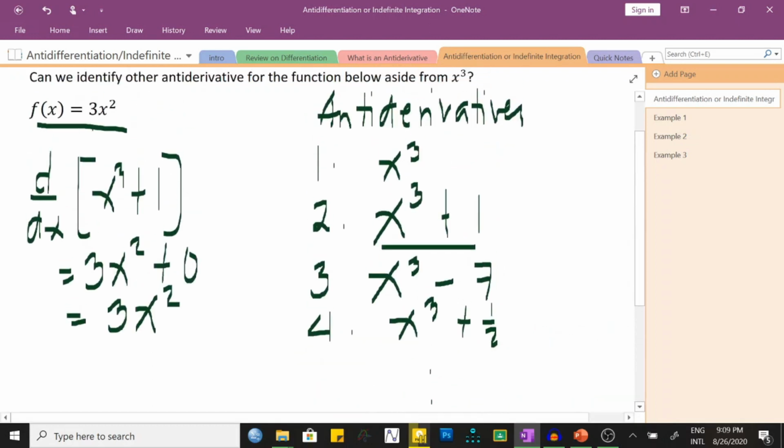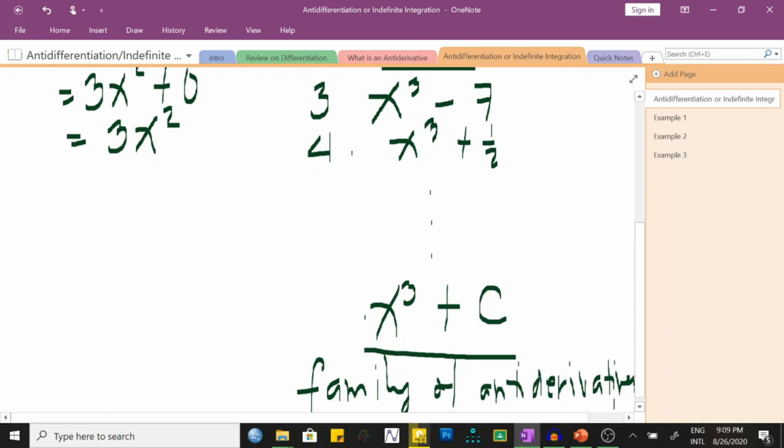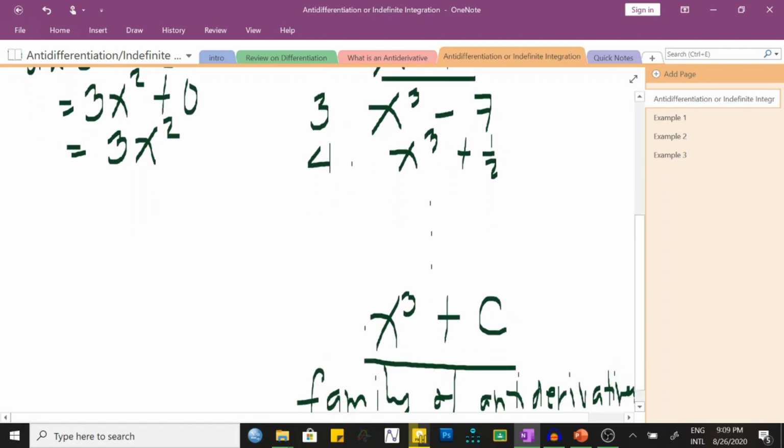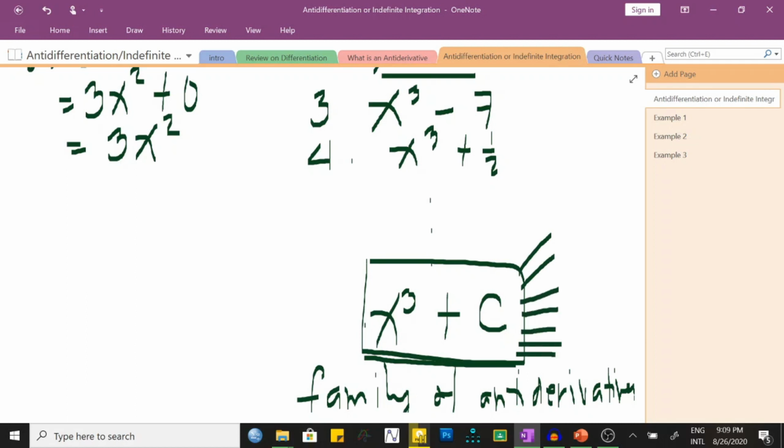Surely, we cannot write every constant that we can think of, like x cubed plus 1/2, x cubed minus 2, x cubed plus pi, x cubed minus e, and so on and so forth. So instead of doing that, we can generalize our answer, our antiderivatives. So when we see this expression, it is not referring to a single function, but it's referring to a family of function, because this is only representation of a lot of functions.